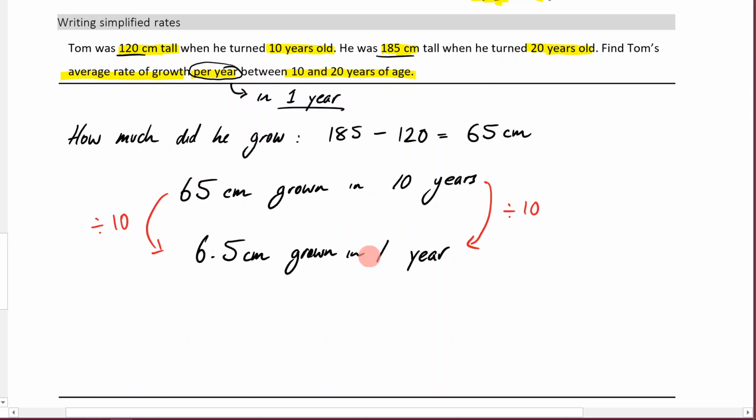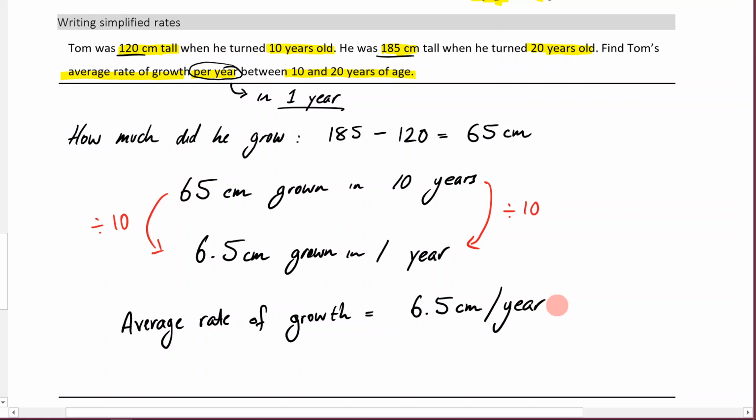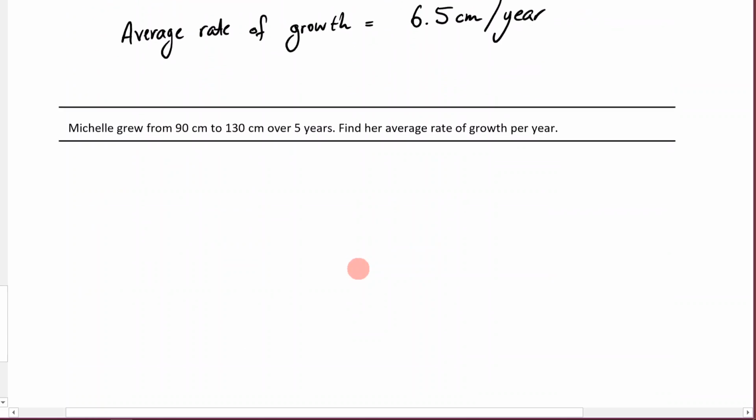in 1 year. So let's write this as a full sentence: average rate of growth is equal to 6.5 centimeters per year. So I can put that dash in there. So that's how I would write my answer. Let me make this look more like a 1. Perfect. Let's now go into our next question here.